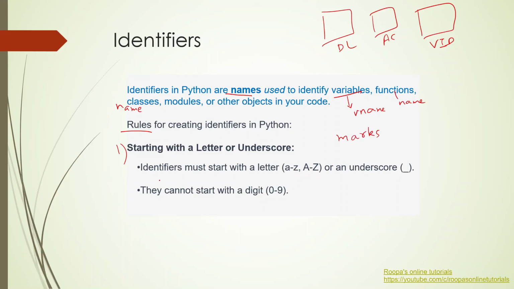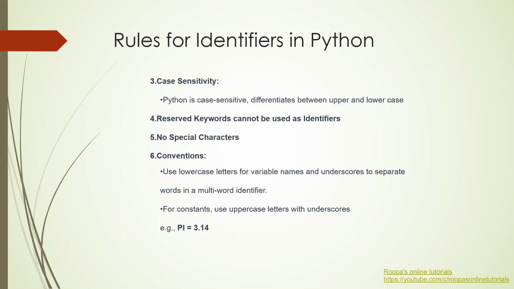Identifiers can start with a letter, that is A to Z, capital A to Z, or an underscore. I can also give it like this. This is also a valid identifier. But they cannot start with a digit. So I cannot write like this, 1 mark. This is the wrong way of writing identifiers. We need to follow these rules while declaring the variable names or the function names. Many people who are learning newly have to follow these rules so that they do not get any syntax errors in their programs.